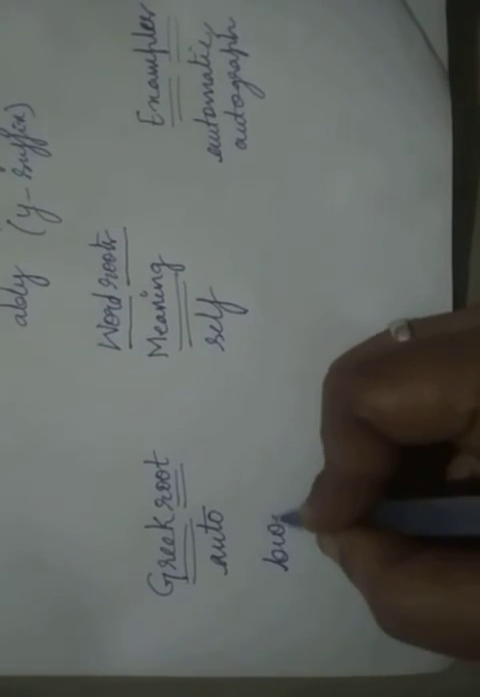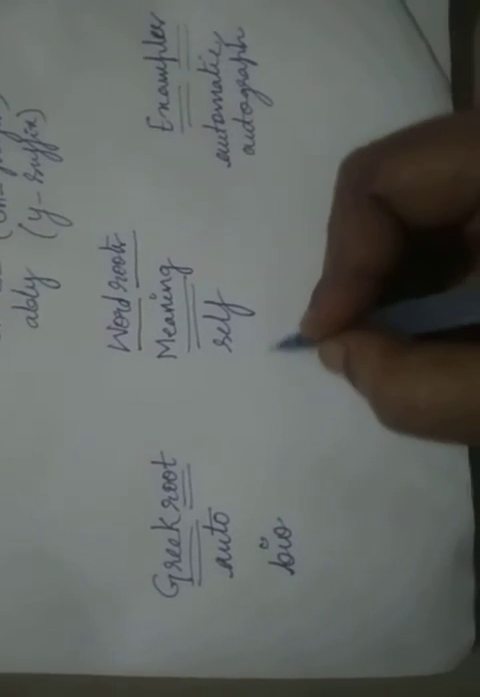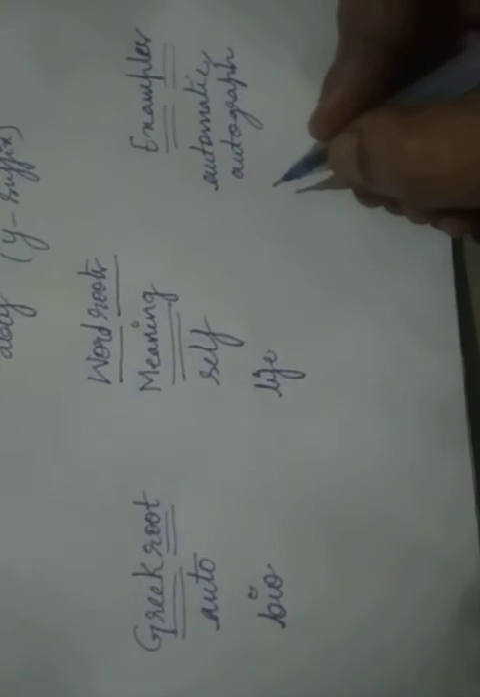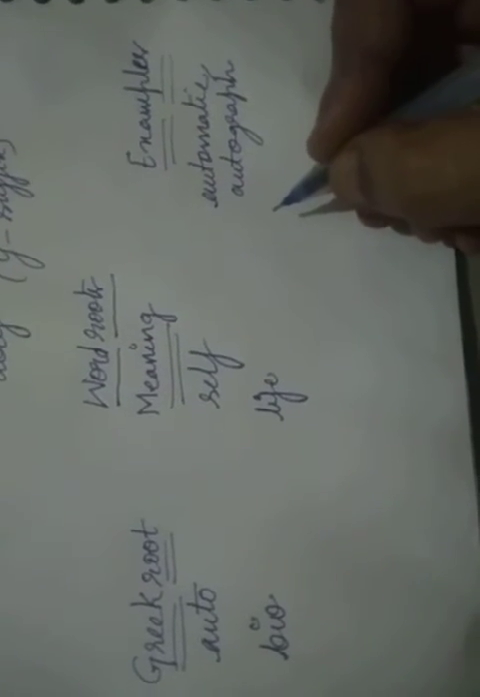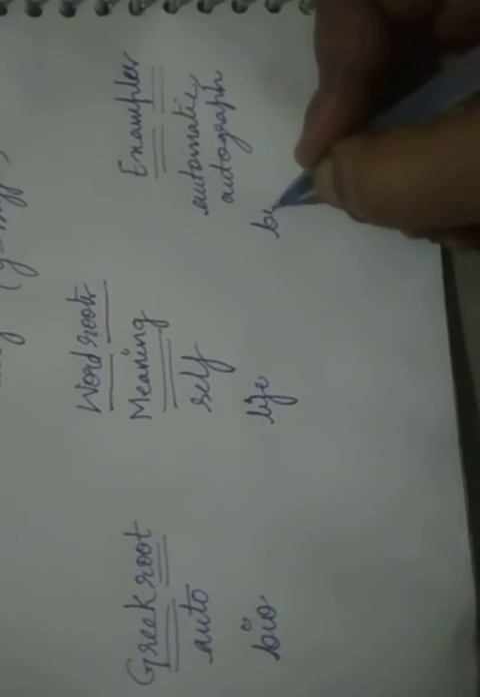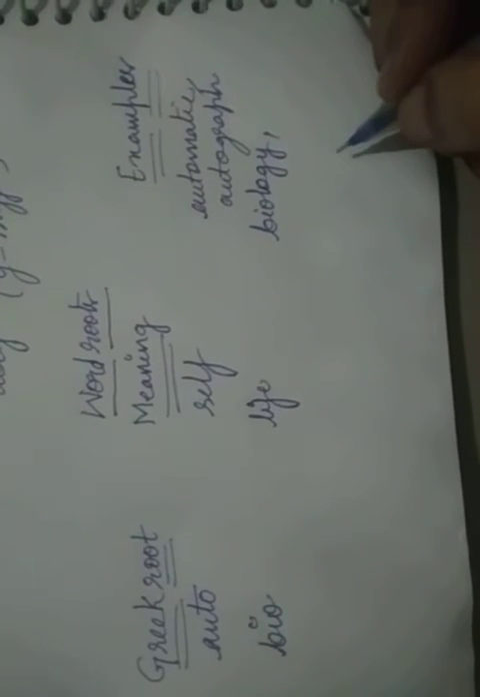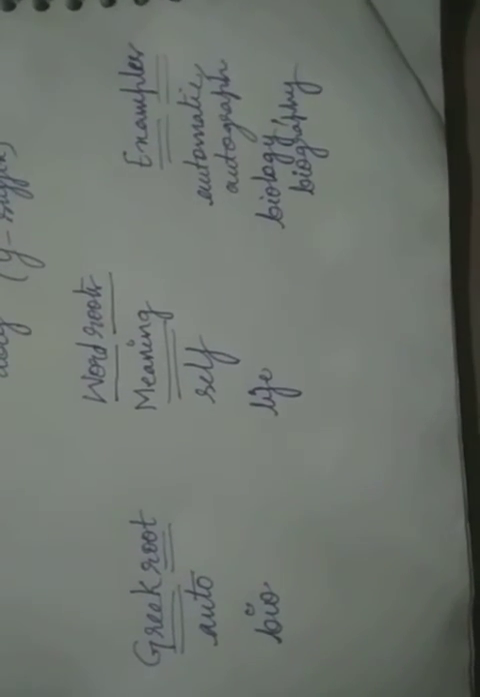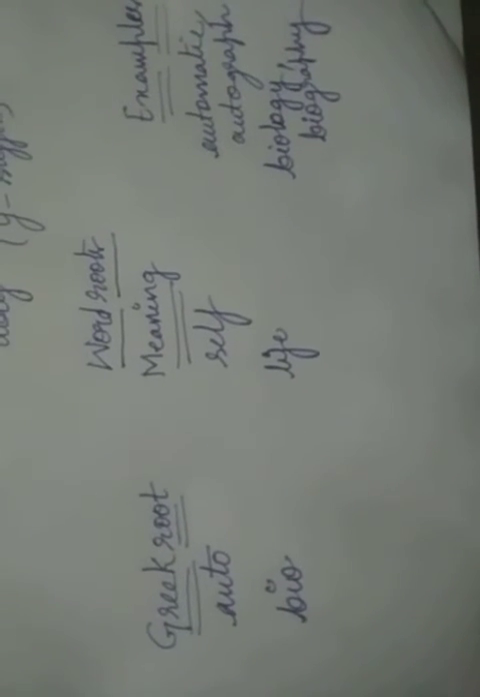Next word root is bio. What is bio? Life. So, give some examples of this bio. Biology. Next, biography. Okay, guys.